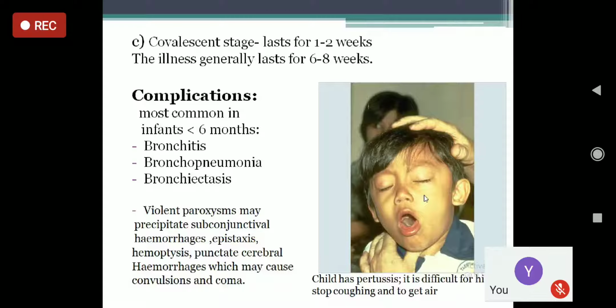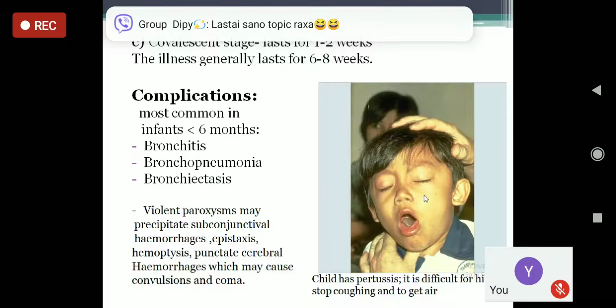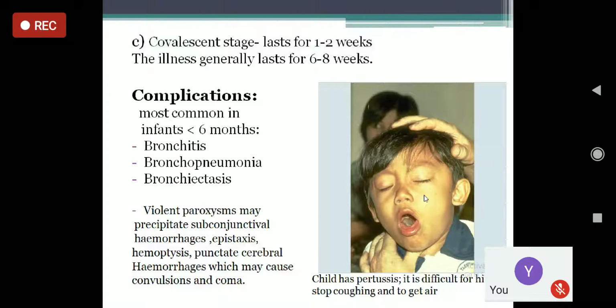Okay, but in some children, the cough may occur till 10 weeks or more. That's why it is called 100 days cough. The complications. So pertussis has many complications. If not treated, then what happens, especially in infants less than 6 months, bronchitis, inflammation of the bronchi, bronchopneumonia, bronchiectasis. So don't think about what these diseases are. Okay, these are the diseases of the lungs, which will be taught to you gradually.